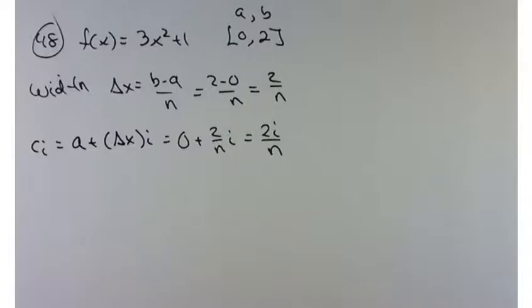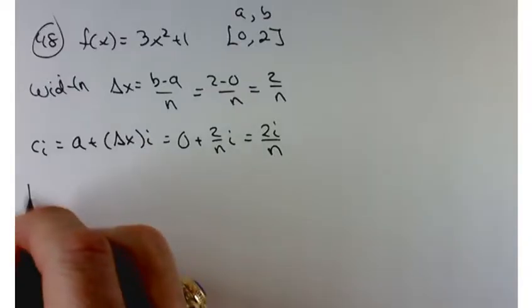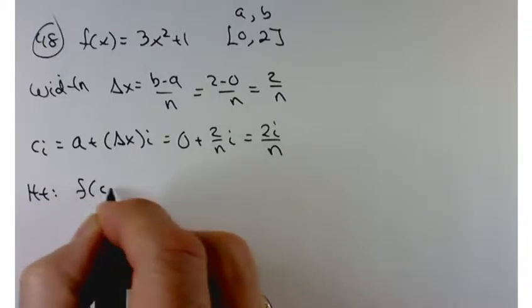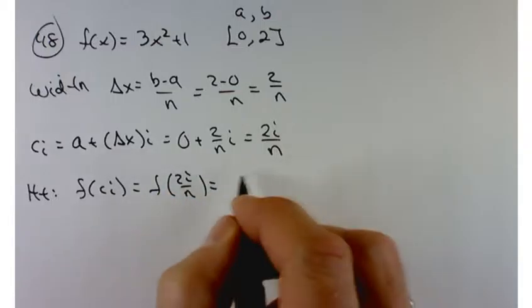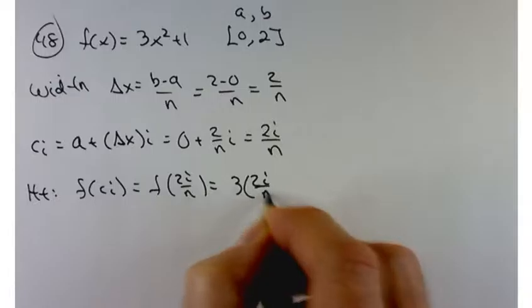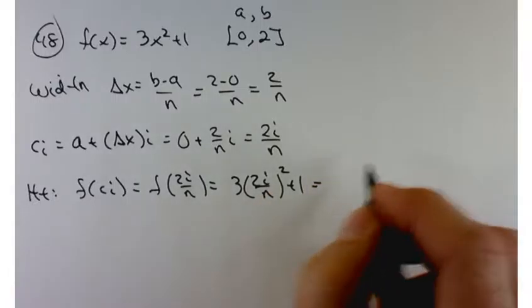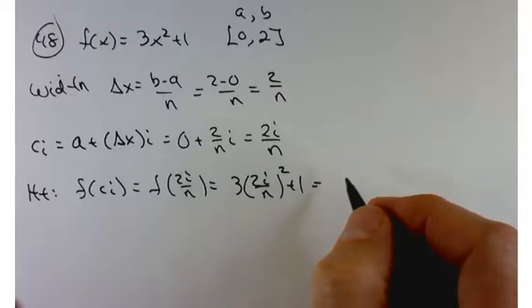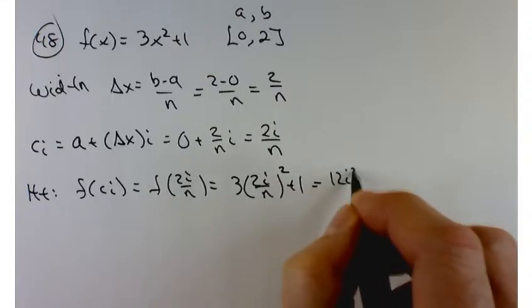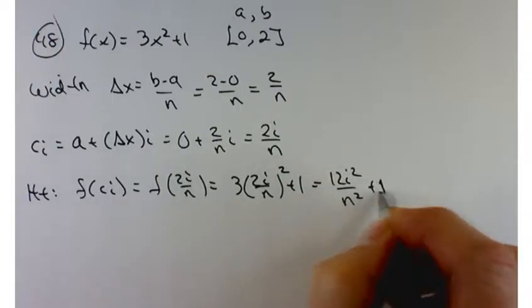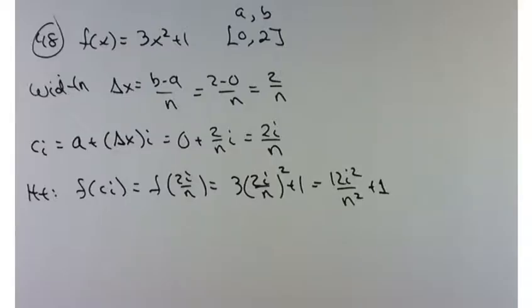Now that's where you're going to find the height. You need to put that expression into f of x to actually get the height. Because the height will be your y coordinate. So the height is going to be f of c sub i. So this is going to be f of 2i over n. 3 times 2i over n plus 1. It's going to get squared. So it's going to be what? 4, 12i squared over n squared plus 1. So that's the height of one rectangle.